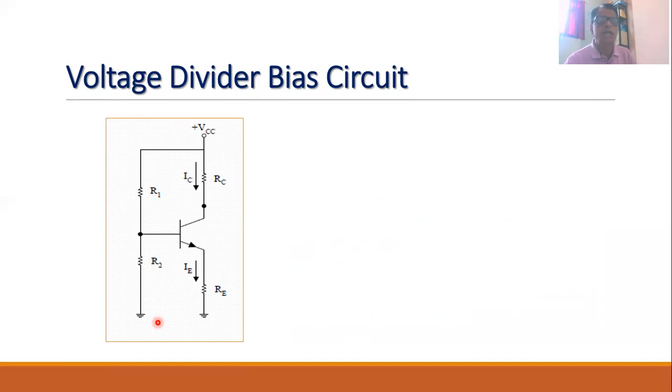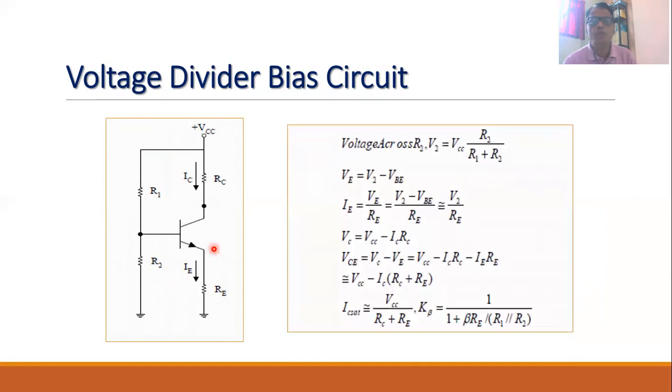Now in this circuit we can easily adjust the values of the four resistances R1, R2, RE and RC in such a way that we can set the Q point at the center of the DC load line. We can analyze this circuit. The voltage across R2 is V2, which is VCC into R2 divided by R1 plus R2. Then the voltage at the emitter terminal VE is V2 minus VBE, because if the voltage at this point is V2 and the base to emitter voltage is VBE, then the difference is the emitter voltage VE.